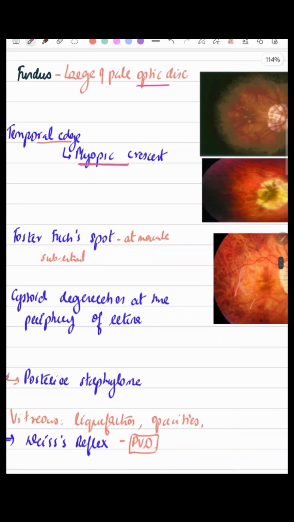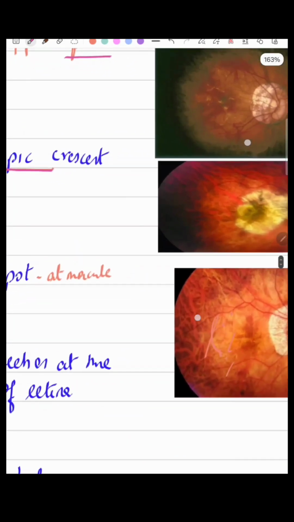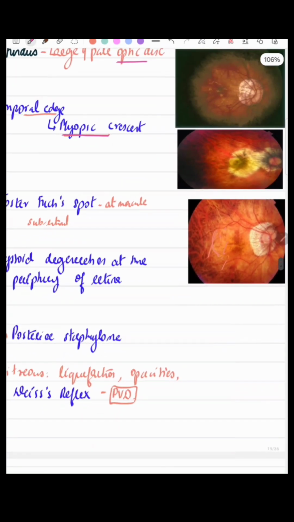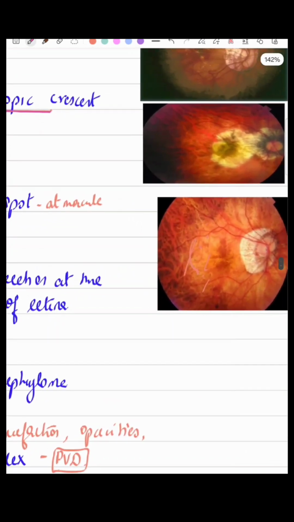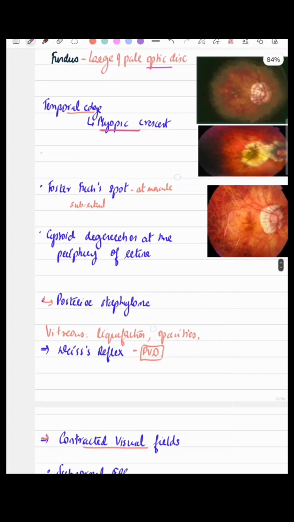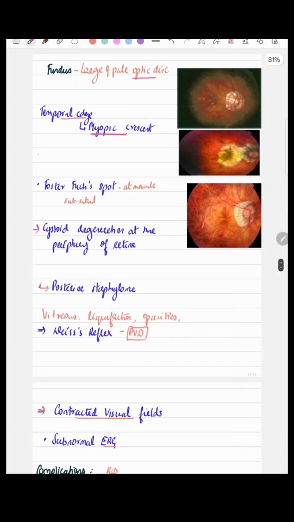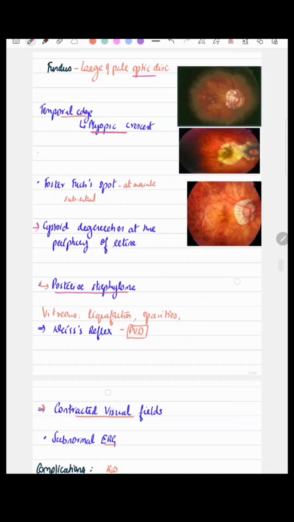Foster Fuchs spots are seen at the macula due to subretinal neovascularization and choroidal hemorrhage. We can see Foster Fuchs spots. And cystic degeneration at the periphery of the retina can also be seen, and posterior staphyloma is also seen.